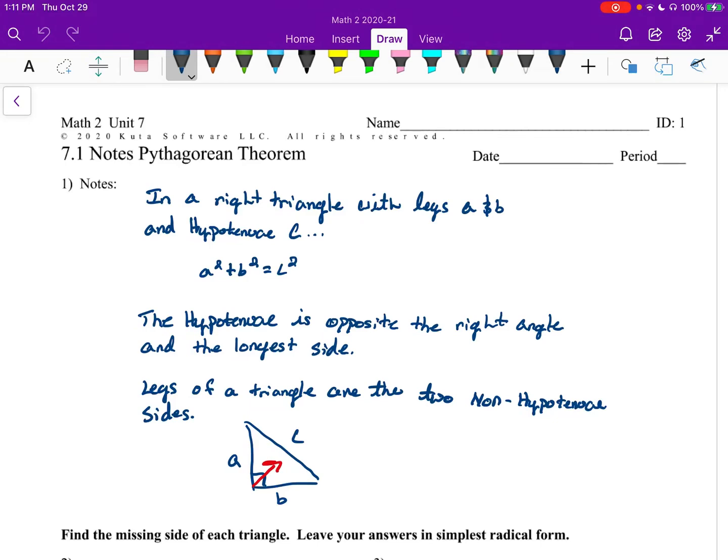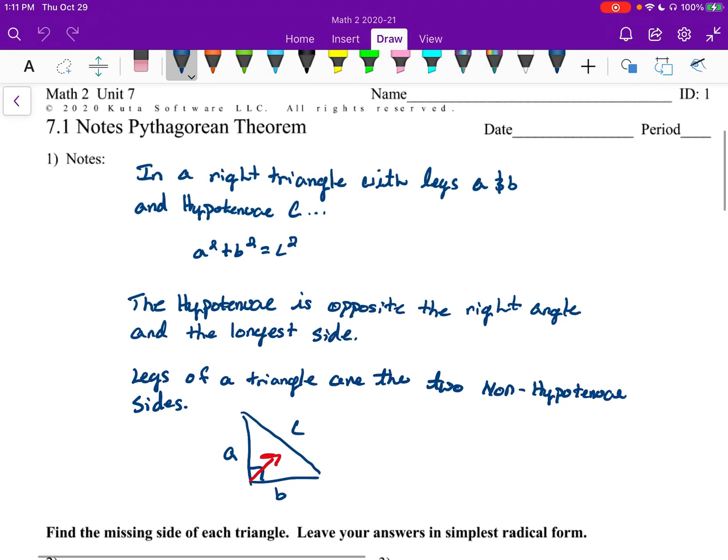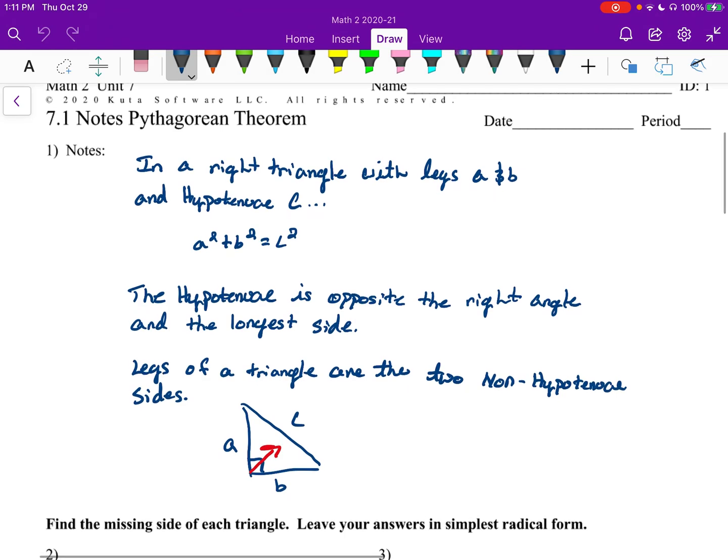All right, Math 2, Unit 7, Pythagorean Theorem. So I've already got some notes written here. I'm going to read them. In a right triangle with legs A and B and the hypotenuse C, A squared plus B squared equals C squared. And that's probably not new to most of you. That's probably something that you've used before.